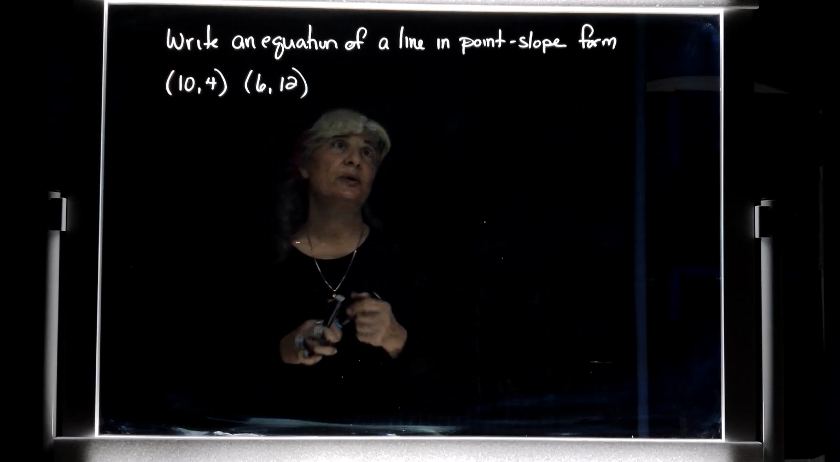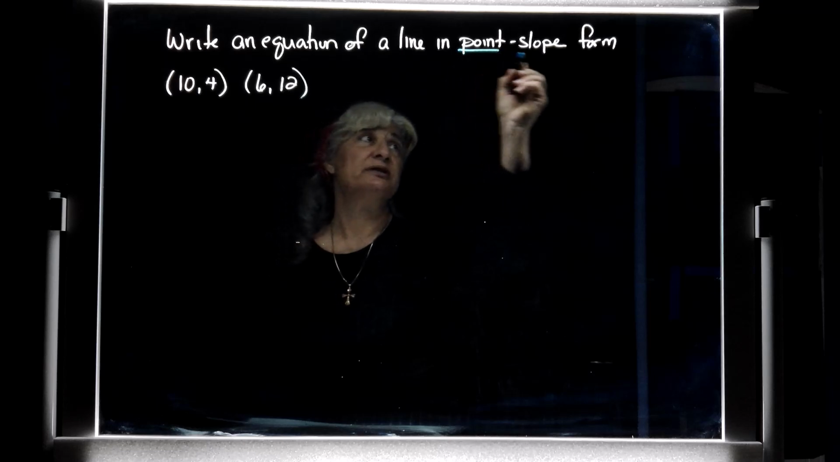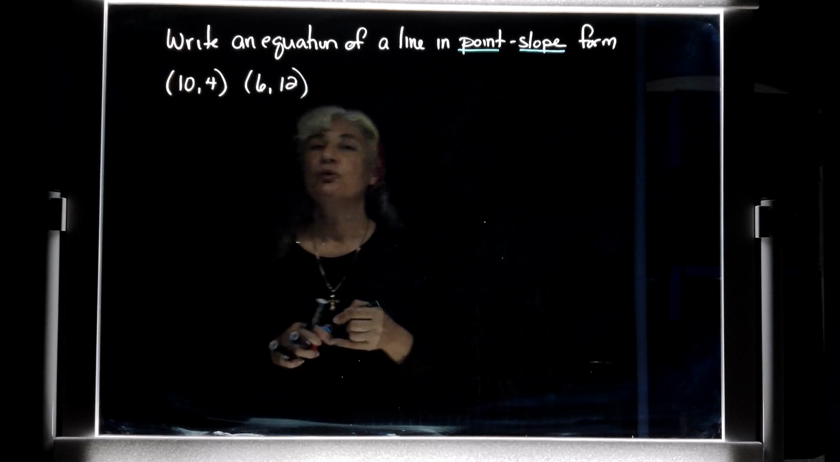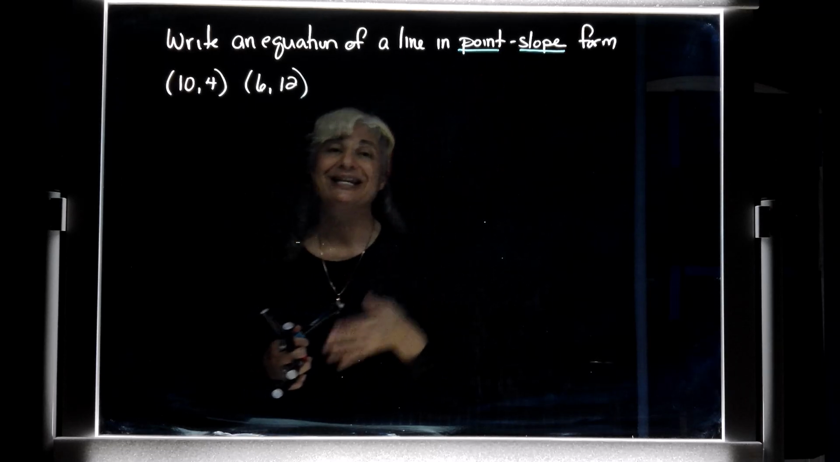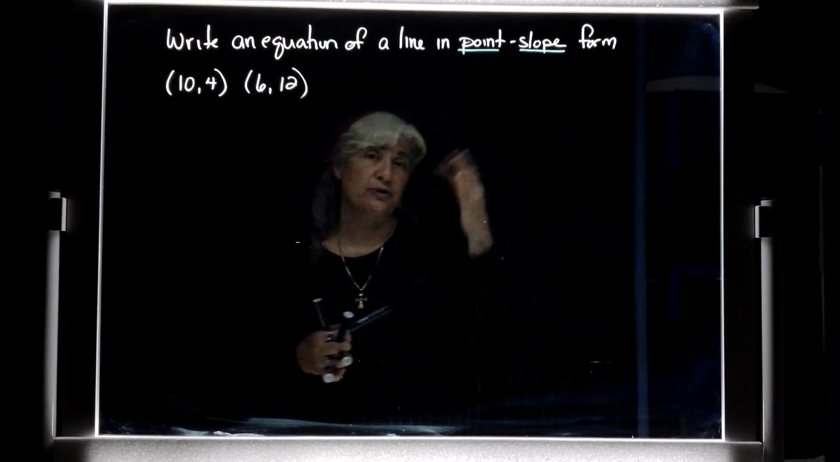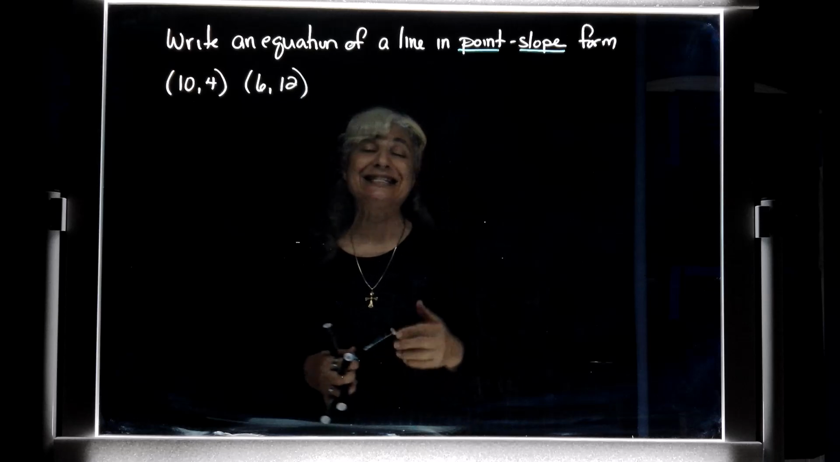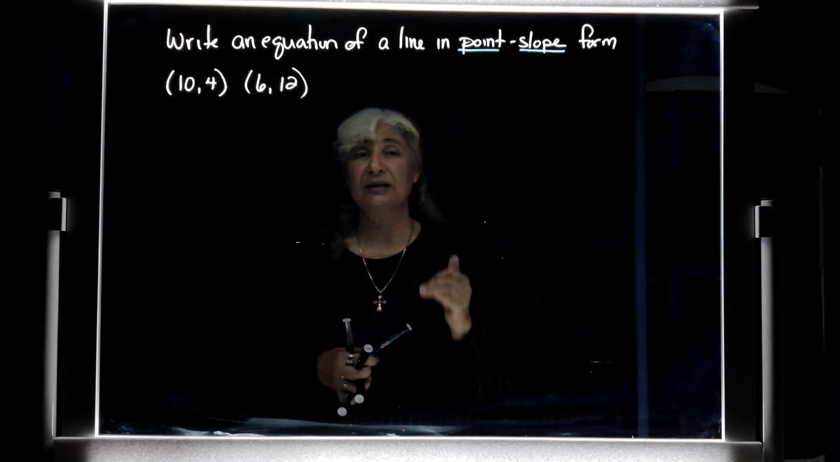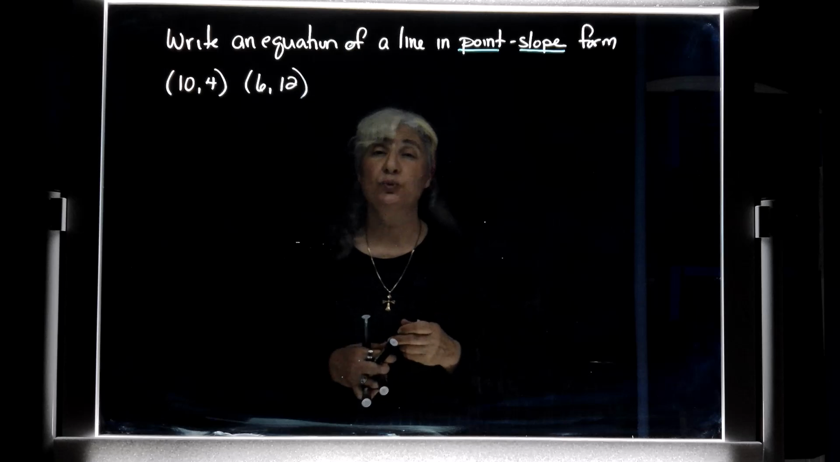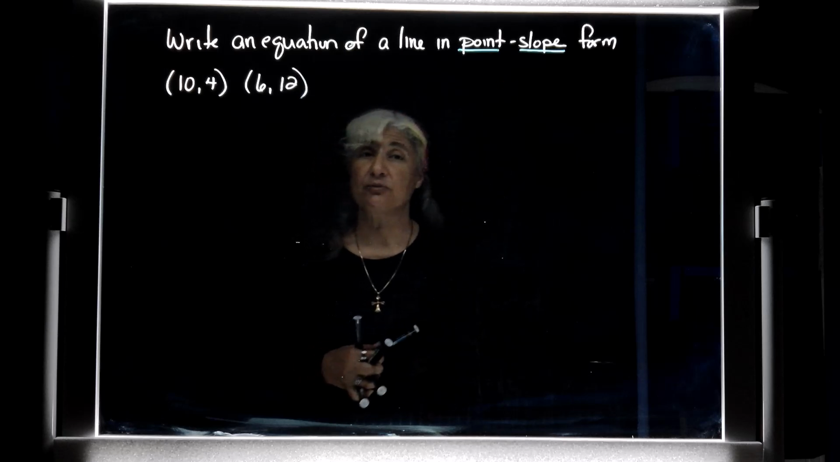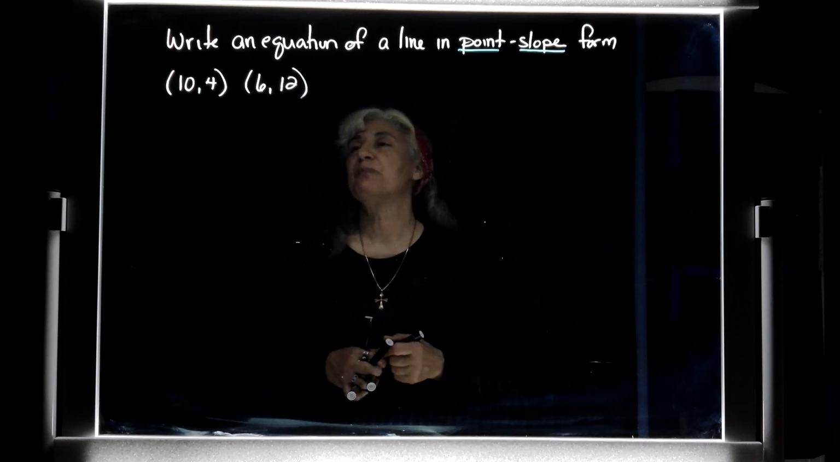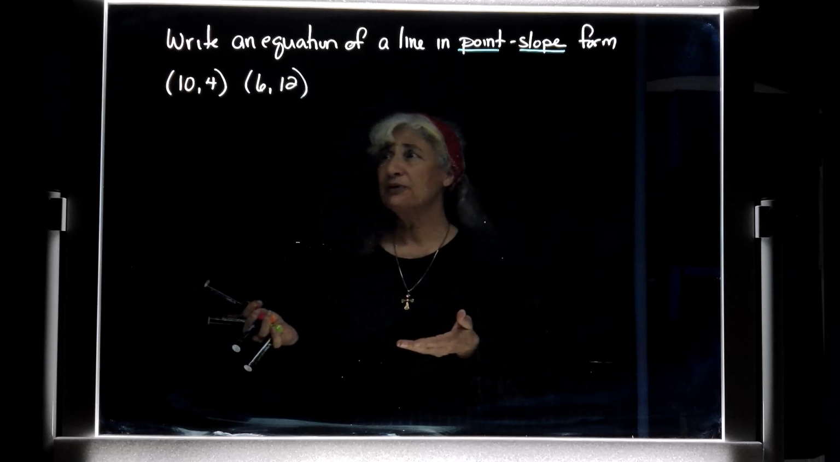They said write an equation of a line in point-slope form, which means we're going to need to know a point and a slope in order to follow these directions. Well, I have 2 points. And since they're supposed to be lying on the same line, it really doesn't matter which point I choose for the point-slope form. Are you with me? But do I have a slope?